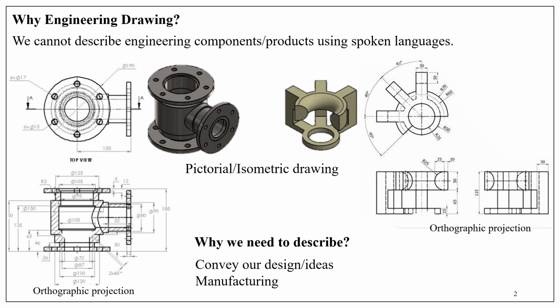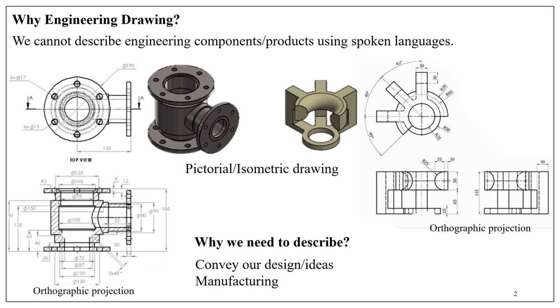Orthographic projection is a two-dimensional representation of a 3D object. It gives complete details about the product or the component. For manufacturing, we generally use orthographic projection. Pictorial drawing or isometric drawing is substituted or it is given along with orthographic projection for easy understanding of the product.